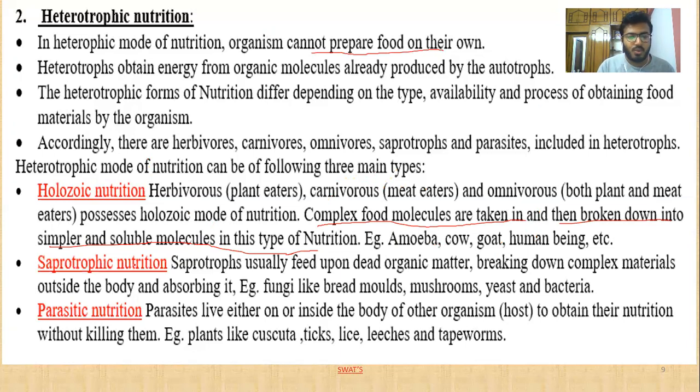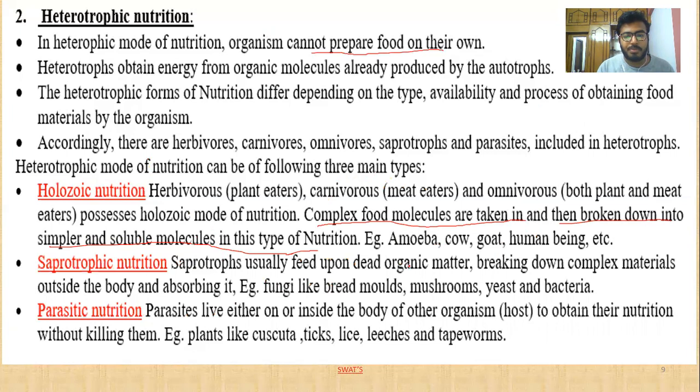Now we'll look into saprotrophic. In saprotrophic, where does the breakdown happen? The breakdown happens outside, and after that they take in the food. That is the main difference. In holozoic we take the whole food and the breakdown happens inside the body. In saprotrophic, the breakdown happens outside the body. That is the only difference.